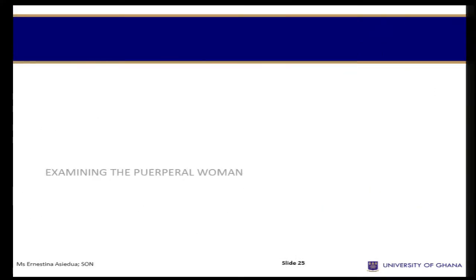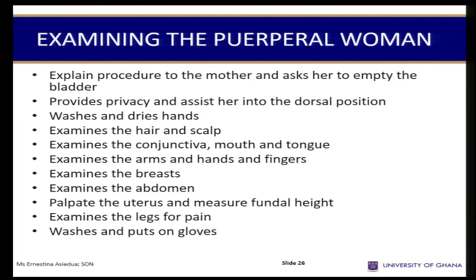Now you want to look at examining the puerperal woman. You explain the procedure to the mother and ask her to empty the bladder. You provide privacy and assist her into the dorsal position. You wash and dry hands and examine the hair and scalp. You examine the conjunctiva, the mouth and tongue. You examine the arms and hands and fingers. You examine the breast. You examine the abdomen. Palpate the uterus and measure fundal height. Examine the legs for pain, especially in the calf muscles. Then you wash and you put on gloves.